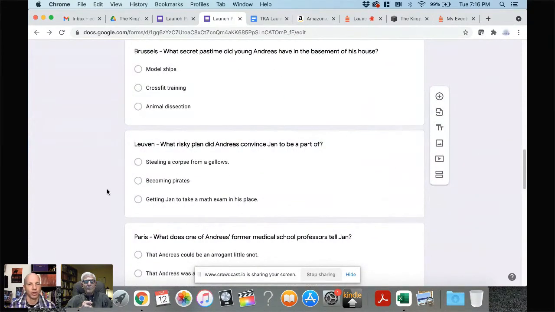Next stop on Jan's journey, Leuven. How do you pronounce that, Ron? You would say Leuven. Yeah. What risky plan did Andreas convince Jan to be a part of? Stealing a corpse from a gallows, becoming pirates, or getting Jan to take a math exam in his place?